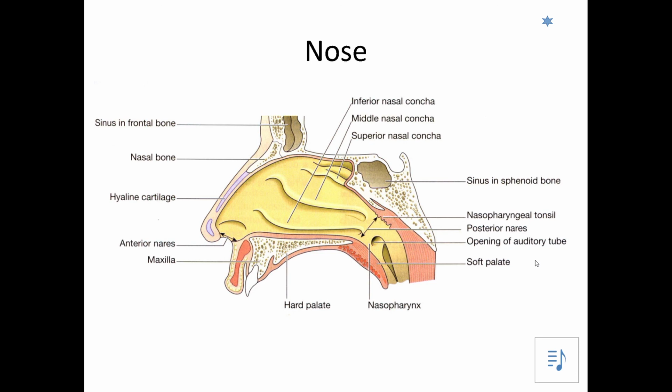Now, at the back of the nose here, we have the internal nares, which are just the posterior nares, which are just the area that the air passes through at the back of the nose, the nasal cavity, and then it passes into the nasopharynx.